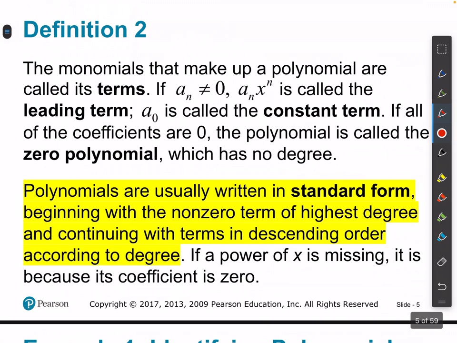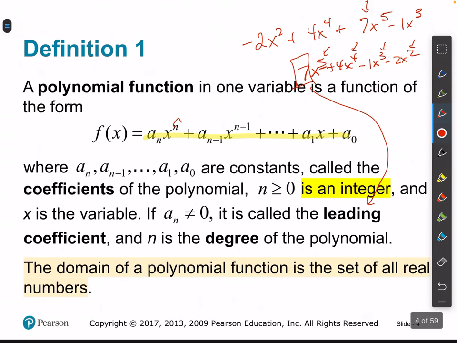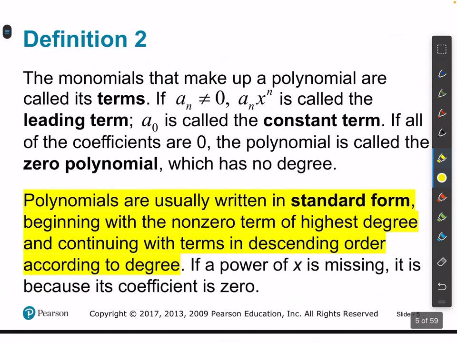Okay, so definition 2. Each monomial that makes up a polynomial is called a term. Terms are always separated by plus and minus signs. So we have negative 2x squared as a term, positive 4x to the fourth as a term, 7x to the fifth, and then negative 1x to the third, or just negative x to the third. Those are all known as individual terms, okay? The leading term is always the one with the highest power.